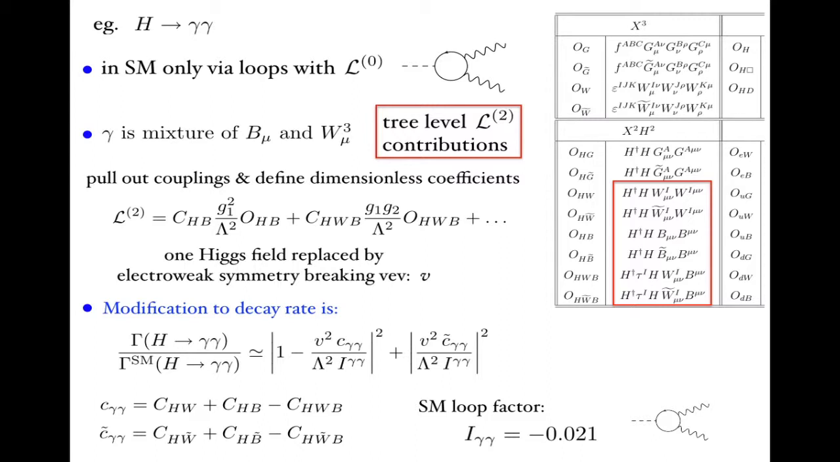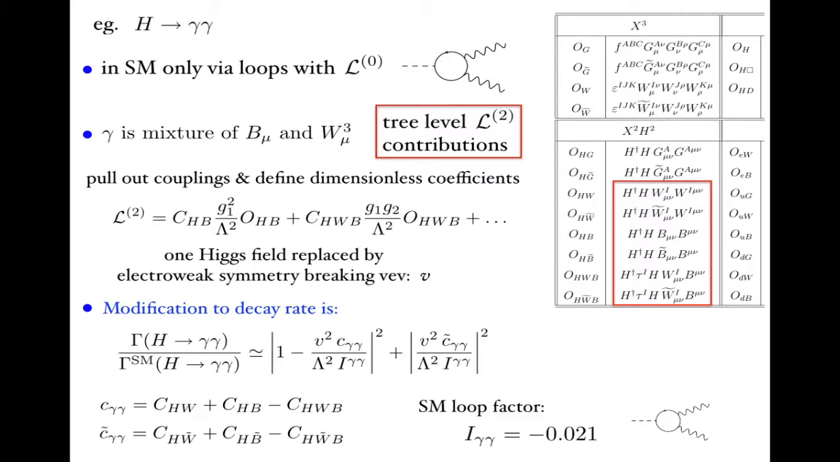So in terms of dimensions, our dimension 6 operators have a 1 over lambda squared, which is appearing here explicitly in the terms C gamma gamma and C gamma gamma tilde. And the dimensions are made up by v squared in the numerator, where v is the vacuum expectation value. And then finally, we have the I gamma gamma, which is the loop suppression factor in the standard model. And that's showing up in the denominator here in the new physics contribution because it really shows up over here and we divided by it.